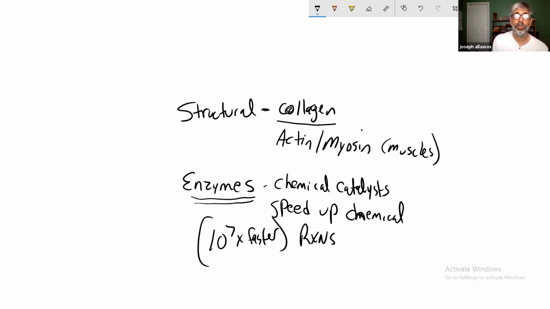If your body heats up too much, it destroys the shape of the enzyme, and then you no longer get the product, and you die ultimately. The primary reason why you die if your temperature gets too high is because of the destruction of these enzymes. Let's talk for a second about how enzymes work.